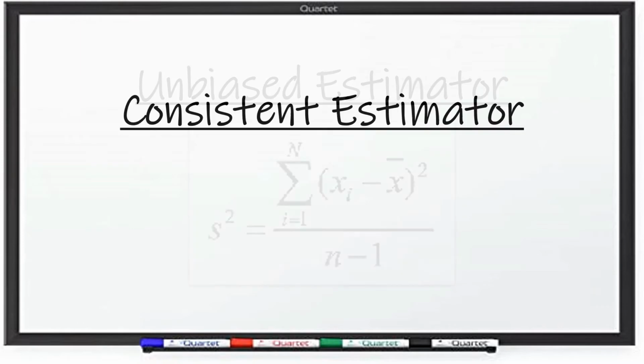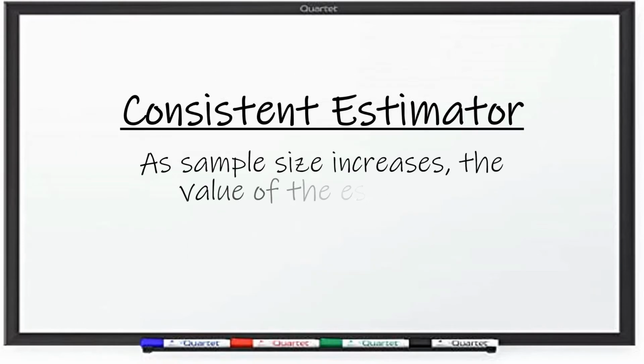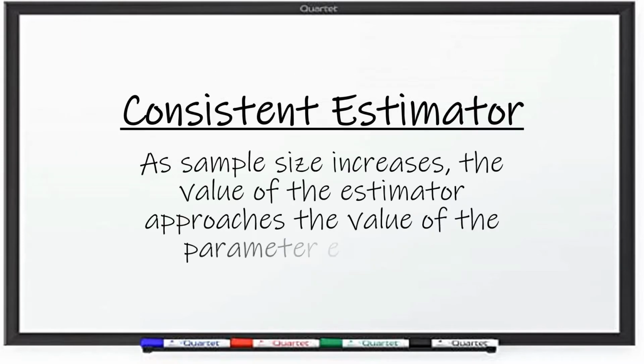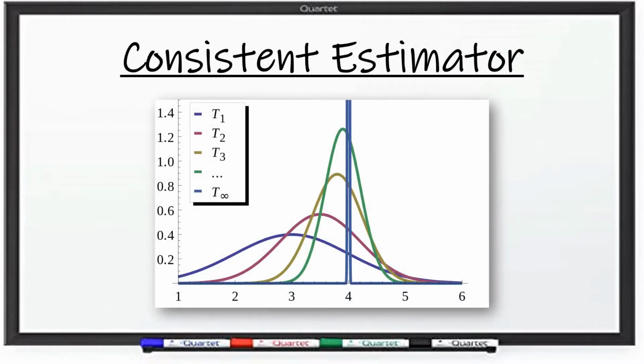The second property is called consistent. When we say consistent, as sample size increases, the value of the estimator approaches the value of the parameter estimated. An estimator is consistent if the probability of its estimates being close to the value of the population parameter increases with an increase in sample size.